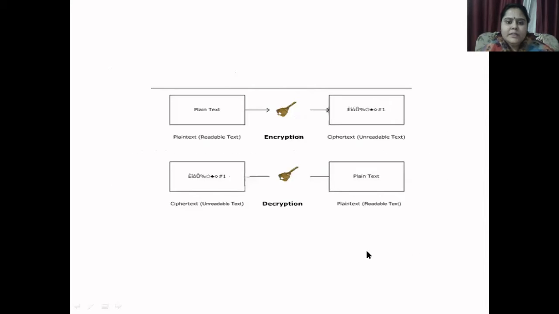So now we see here a diagram showing encryption and decryption. Here is a plain text which is combined with a key and converted to a ciphertext, which is unreadable text. And here is decryption: the ciphertext is converted using decryption with the secret key to the plain text, that is readable text.